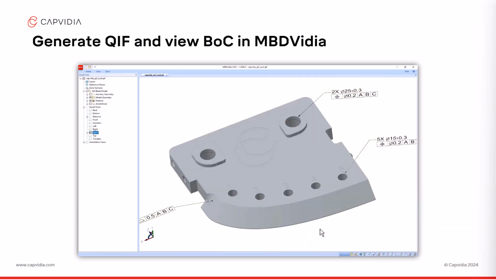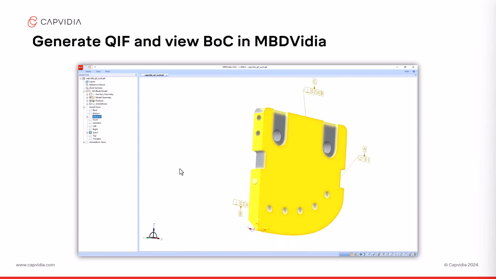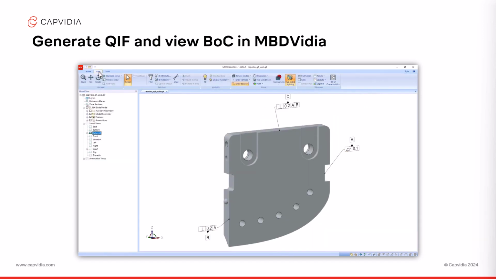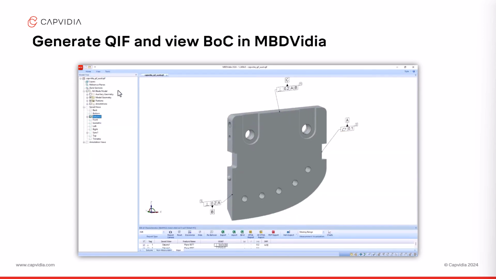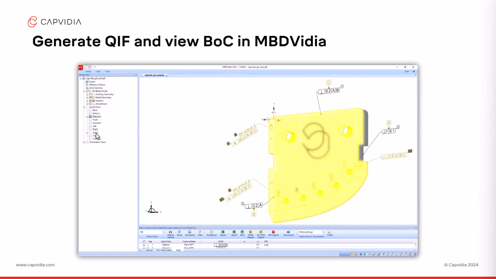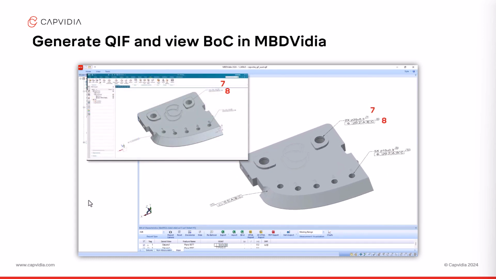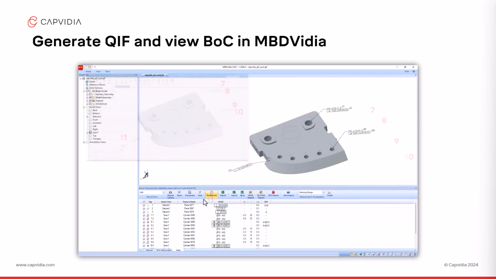Here we're looking at the model in Capvidia's MBDVidia software. This is a derivative model of that NX model, so it should match the geometry and the PMI, but now with this new layer of information, we should also match on the characteristics. And that's what we see. You can see it called out: balloon number 1, 2, 3. We want to make sure that this bill of characteristics in our downstream QIF data matches what we would see in the native NX product definition.